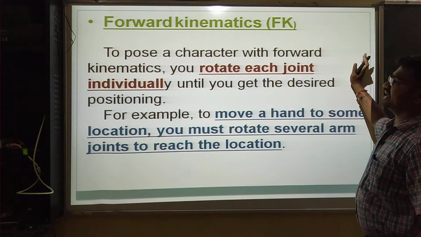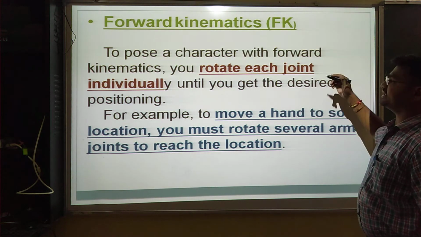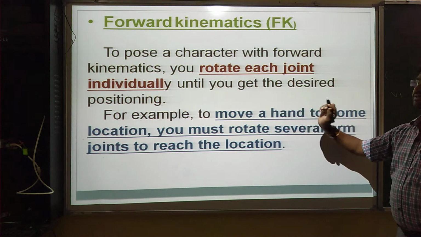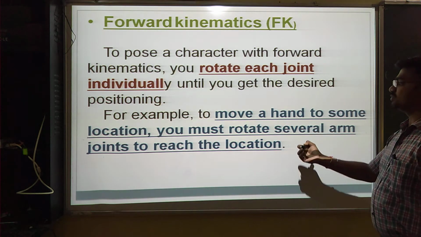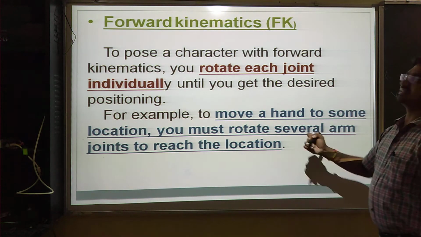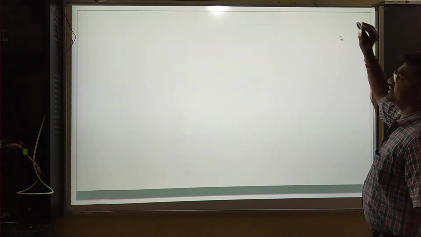Forward kinematics means posing the character by rotating each joint individually until you get the desired posing. For example, to move the hand to some location, you must rotate the several arm joints to reach the location. This is the use of forward kinematics. The next one.